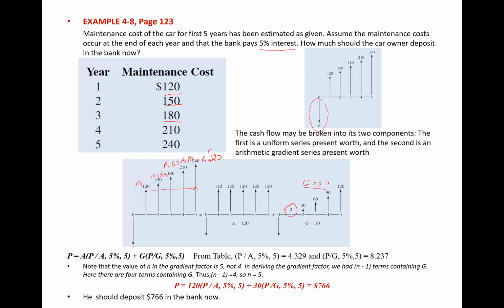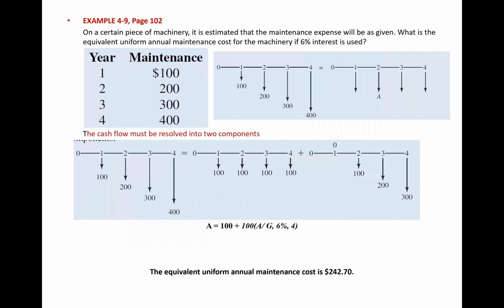So this is an example of arithmetic gradient. Another one: on a certain piece of machinery, it is estimated that the maintenance expense will be as given. What is the equivalent uniform annual maintenance cost for the machinery at 6% interest rate? So here we are going to look for the uniform series. In year 1, the cost of maintenance is 100, in year 2 is 200, in year 3 is 300, and year 4 is 400.